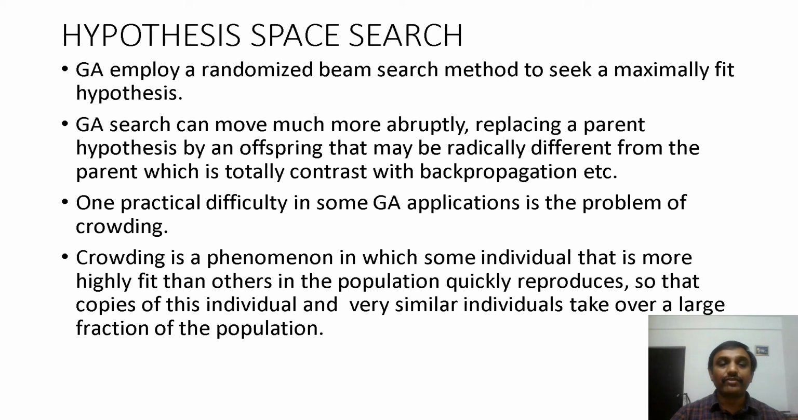What do you mean by crowding? Crowding is a phenomenon in which some individual that is more highly fit than others in the population quickly reproduces, so that copies of this individual and very similar individuals take over a large fraction of the population. That means only a certain set of hypotheses is considered for the entire region. So a major portion of the hypotheses is not considered for the selection process. That is the problem you may face in the case of genetic algorithms.